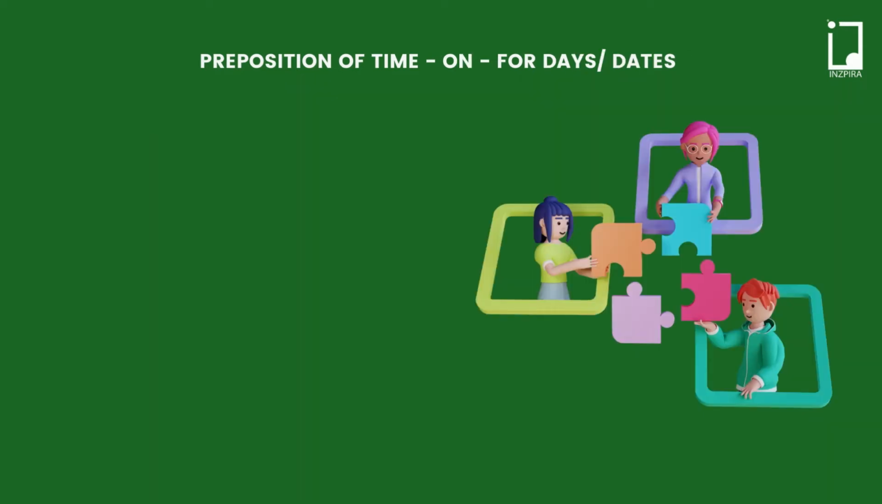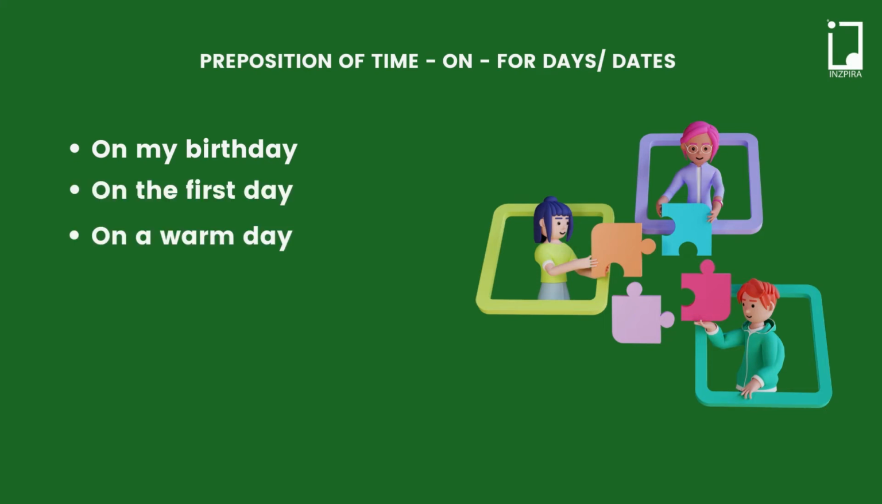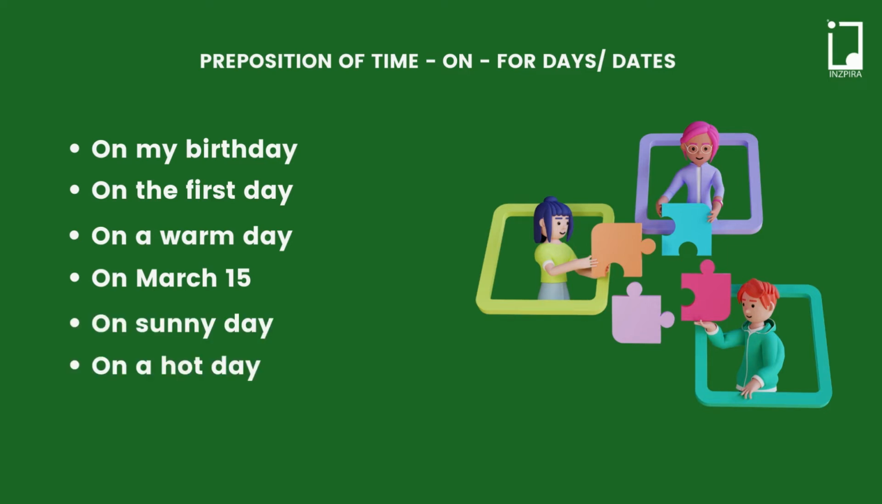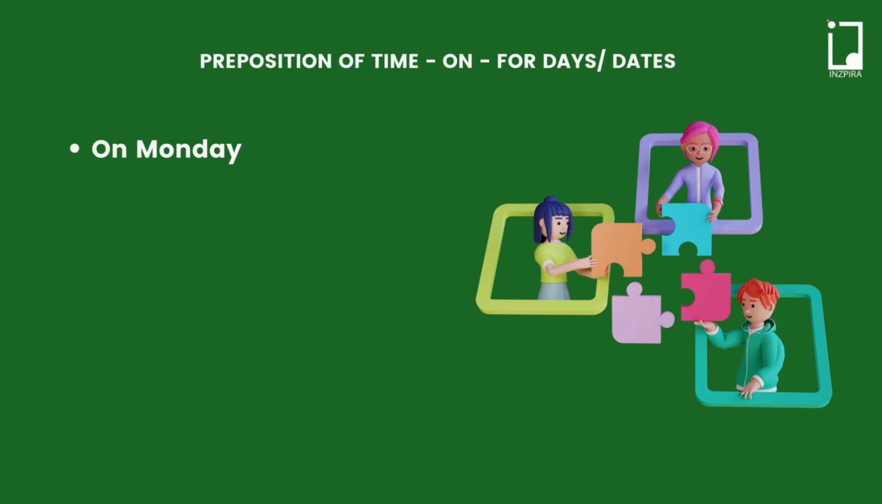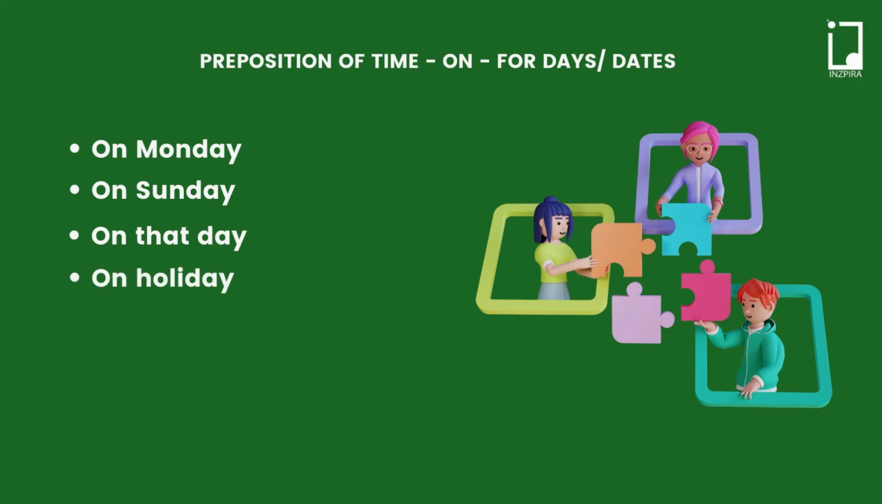Preposition of time: on for days or dates. On my birthday. On the first day. On a warm day. On March 15th. On a sunny day. On a hot day. On Monday. On Sunday. On that day. On holiday. On time. On June 13th.